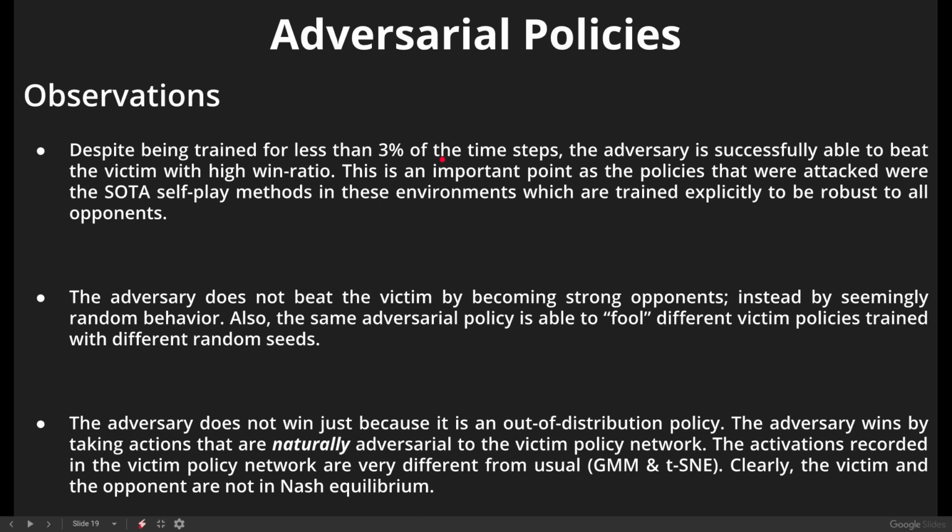The third is that the adversarial policy is not just out of distribution. One might think of the adversarial policy as just being out of distribution, but the victim policies are strong enough to beat out of distribution policies like a random or a lifeless policy. Also, the adversary wins by taking actions that are naturally adversarial to the victim. And this can be verified by plotting Gaussian mixture models and visualizing the activations via t-SNE visualization. Another interesting observation is that clearly the victim and the normal opponent were not in Nash equilibrium, because if they were, then no adversary would be able to exploit the victim.